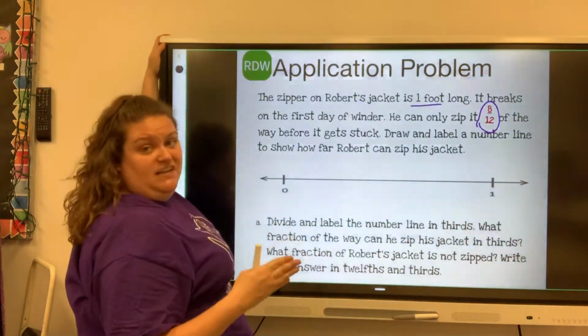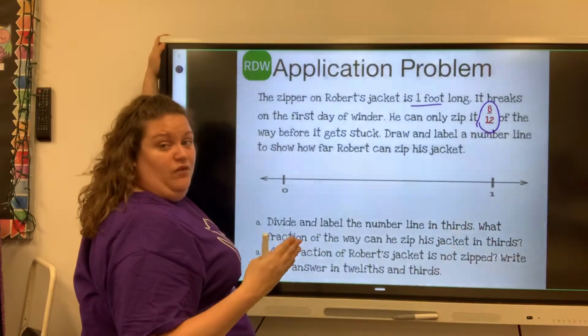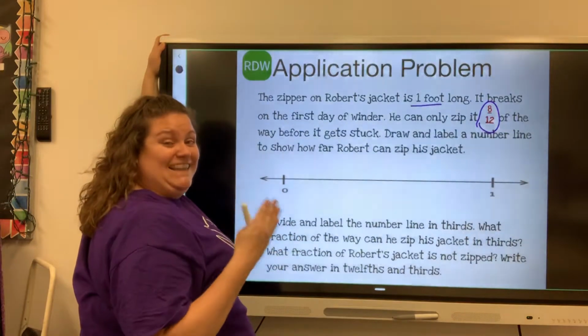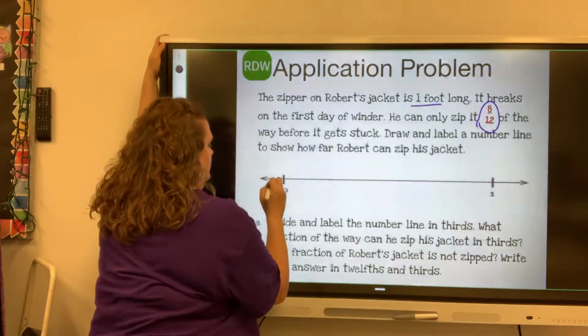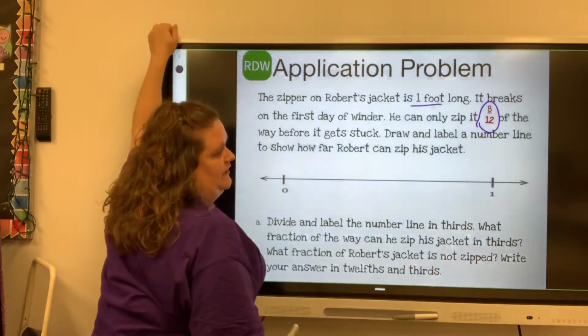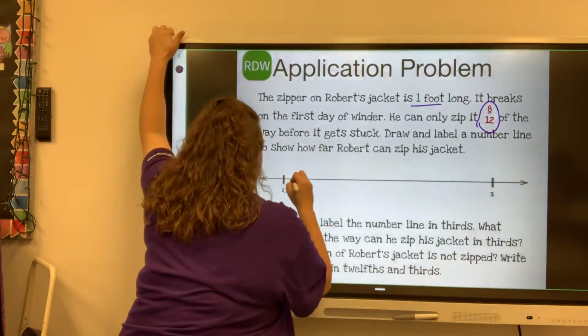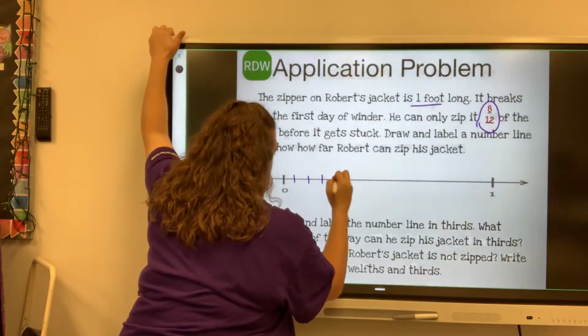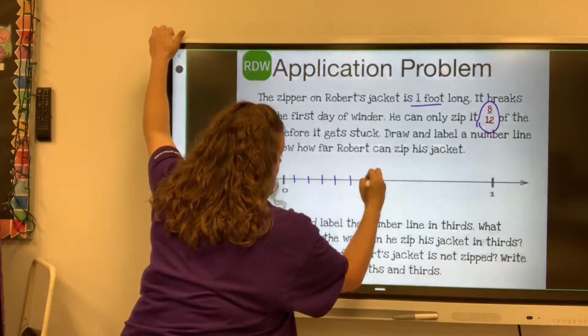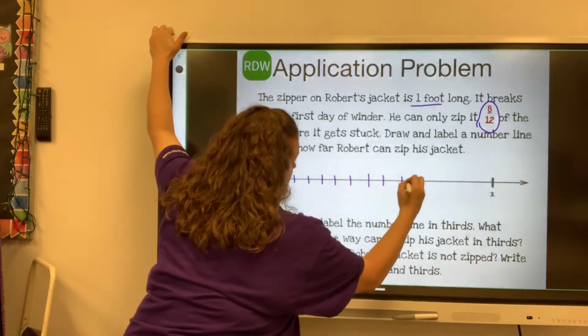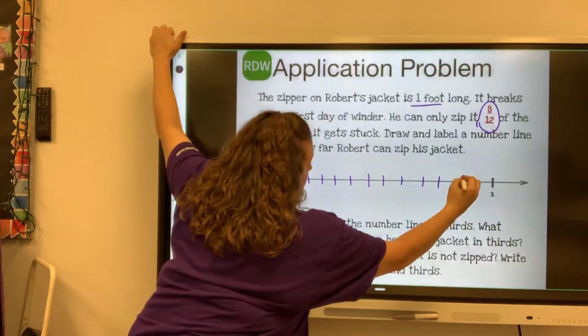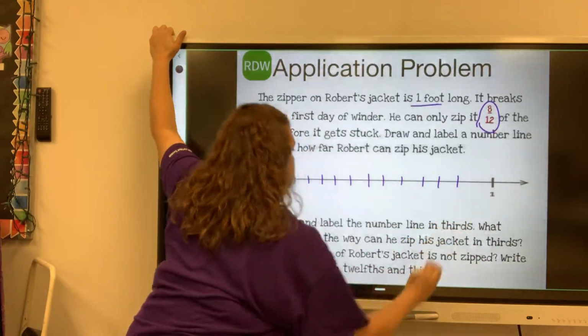The 12th tells us we're going to divide it into 12 pieces. So we're going to need 11 lines because this is 0 over 12, and that is 12 over 12. So we're going to need 11 lines. 1, 3, 4, 6, 7, 8, 9, 10, 11, 12.